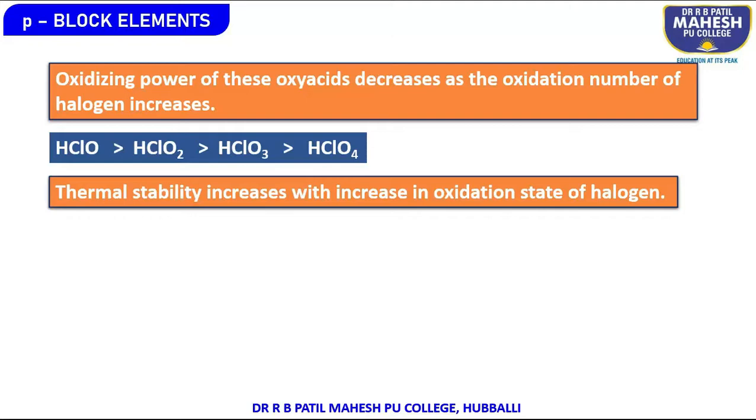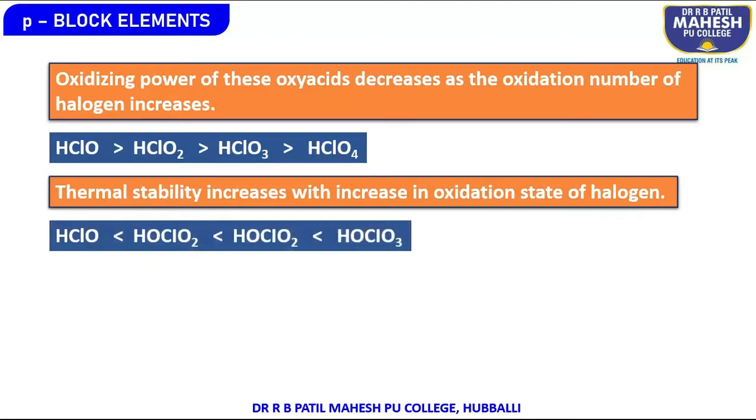Now let us see thermal stability. Thermal stability increases with increase in oxidation state of halogen. Perchloric acid is stronger with respect to thermal stability than chloric acid, that is indeed more stable than chlorous acid, and it is more stable than hypochlorous acid.